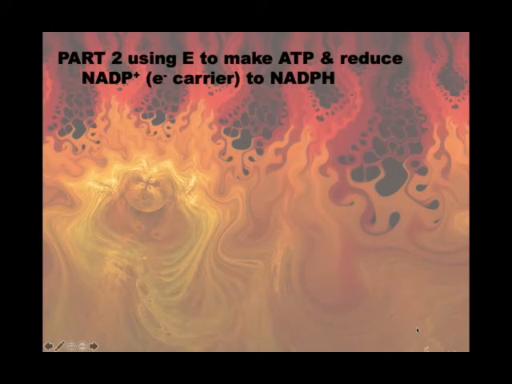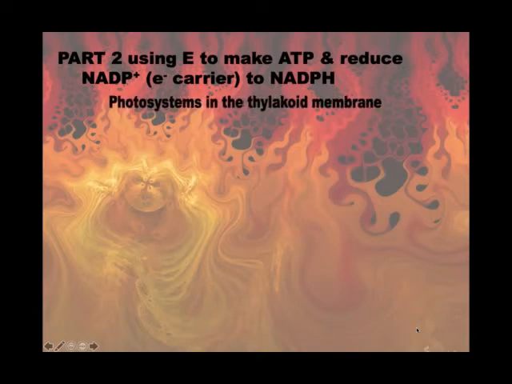Part 2 gets a little more hairy. So we already have a little bit of ATP and some NADPH, but we need more of that for part 3, which is coming up. So part 2 continues to use the energy to make ATP and to reduce NADP+ to NADPH. So we're going to make some more NADPH.